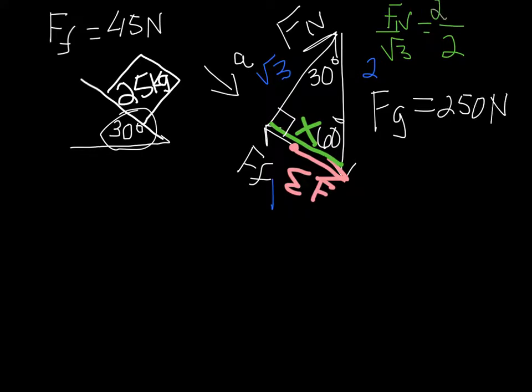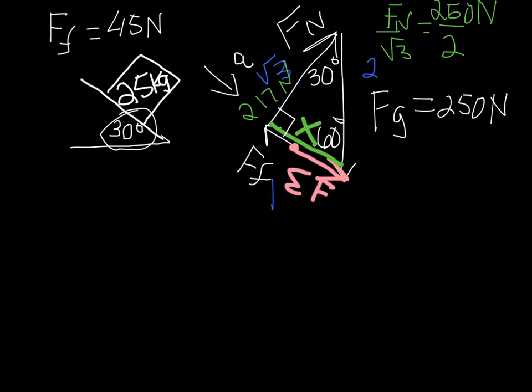Therefore, this is 250 newtons. Okay, so then 250 divided by 2 is 125. 125 times square root of 3 with my calculator is 216.5, so I can just call this 217. So this is 217 newtons is the normal force.